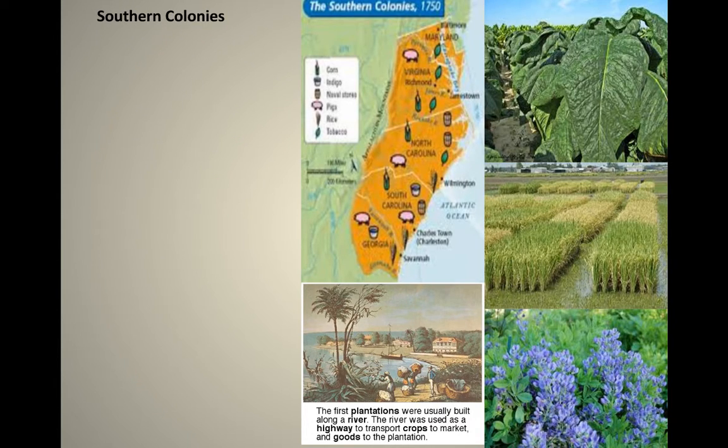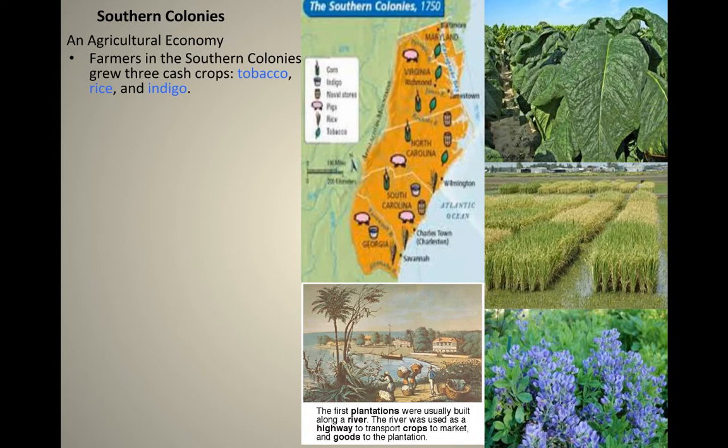So moving on to life in the southern colonies. That's all about how the southern colonies were founded. Now let's move on to what life was like in the southern colonies. So it was an agricultural economy. So that question of what their economy is based on, it was based on agriculture.